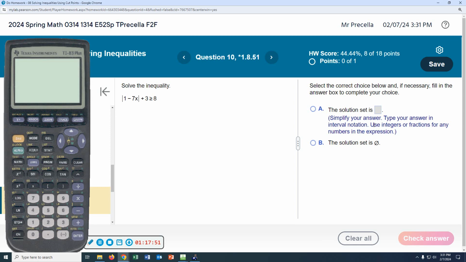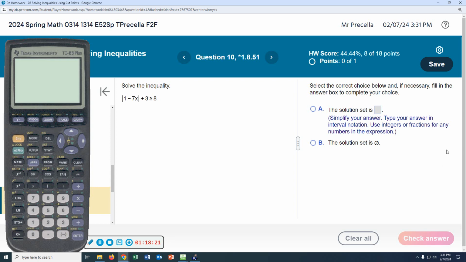That's not 11x, is it? Problem number 10. Say absolute value of 1 minus 7x plus 3 is greater than or equal to 8.